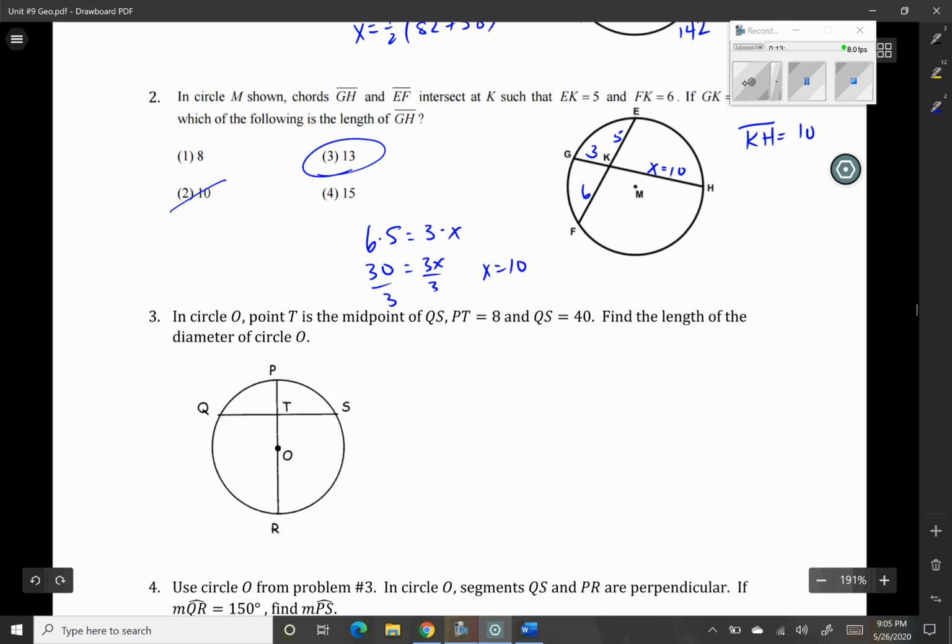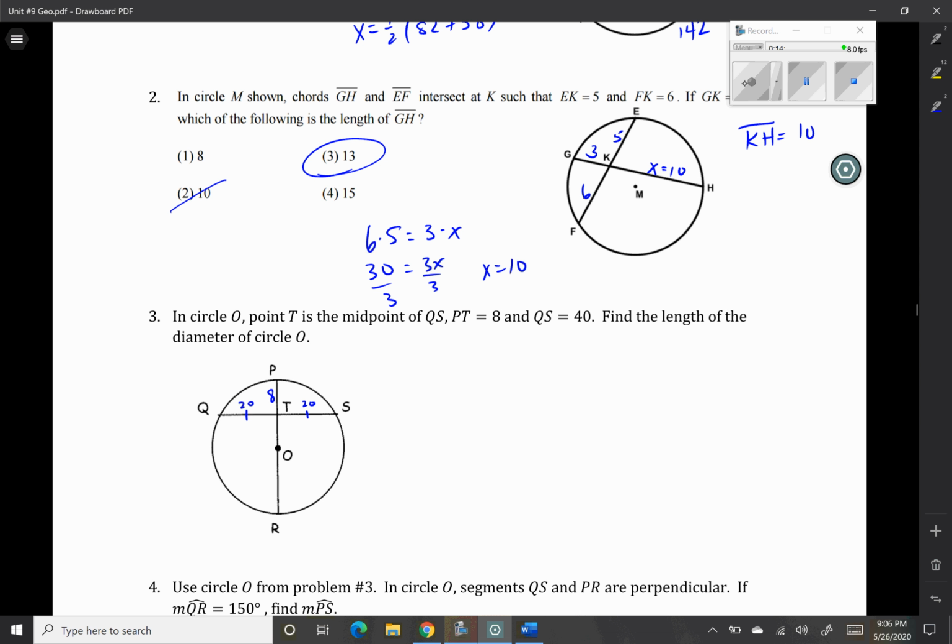Number three gives us circle O. It says that T is the midpoint of QS. If T is the midpoint of QS, that means QT and TS are exactly the same length. It says PT is 8, and it says QS is 40. So that means each of these little pieces is 20. And it wants us to find the length of the diameter of the circle.